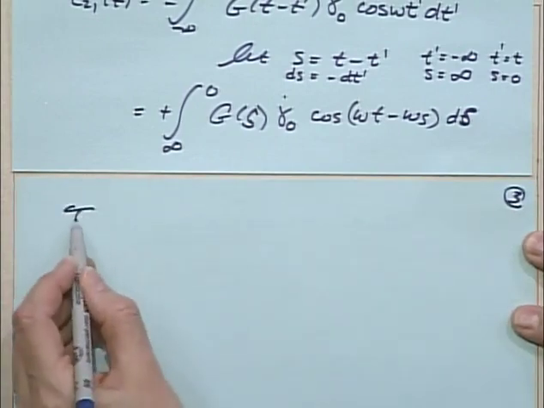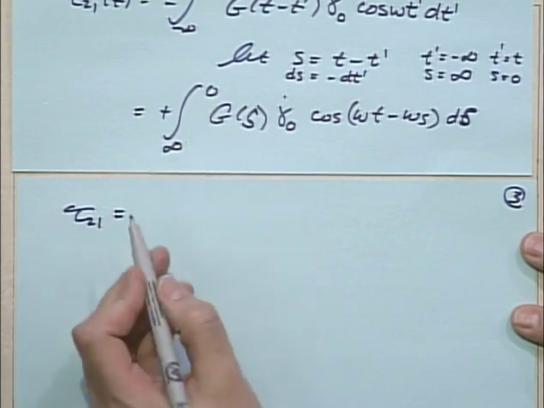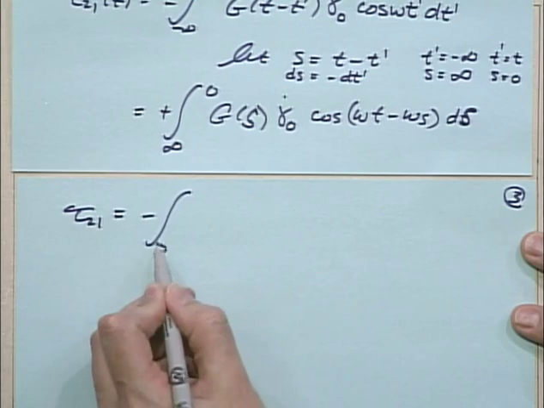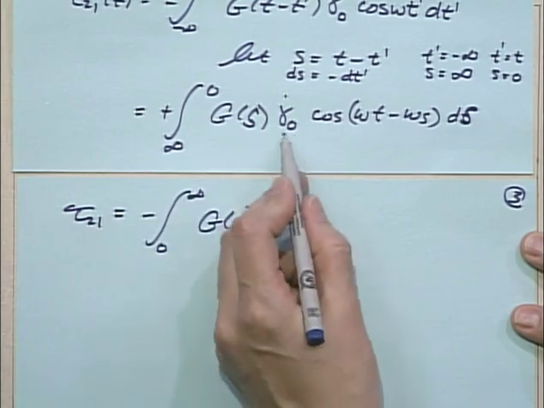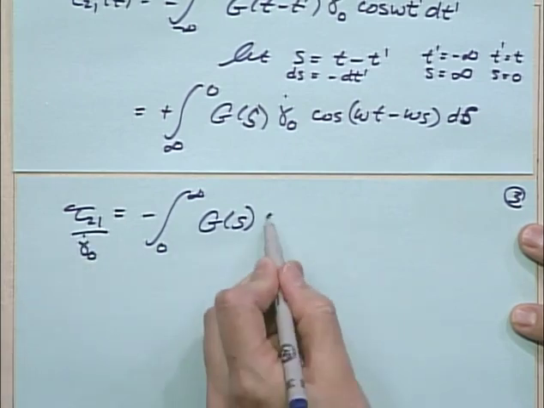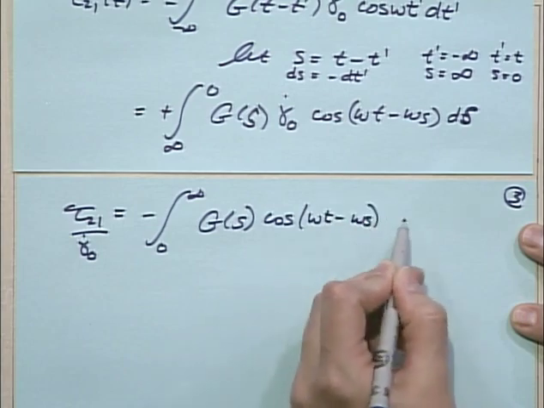So let me just rewrite that because it looks a little sloppy. Tau 2,1. Integral from infinity to 0 is kind of backwards. I'm going to flip the order of integration, which means I have to put a minus sign. Integral from 0 to infinity of g of s. I'm going to take this gamma dot naught over to the other side. It's just a constant. Cosine of omega t minus omega s ds.